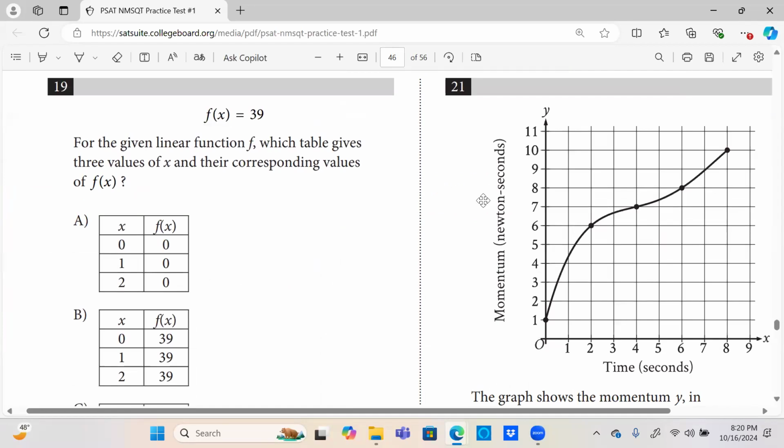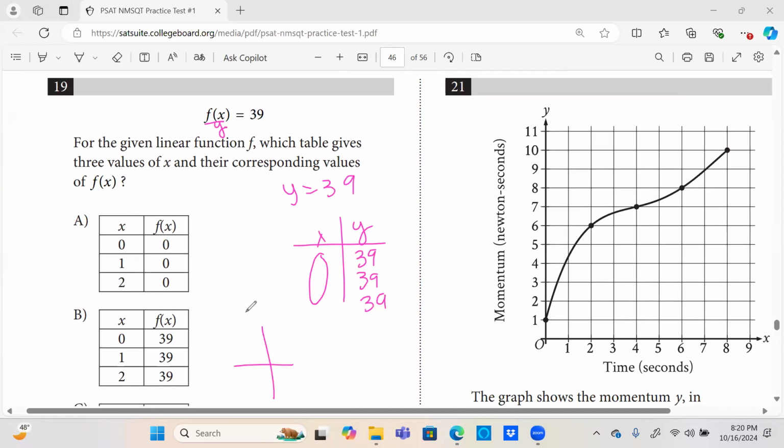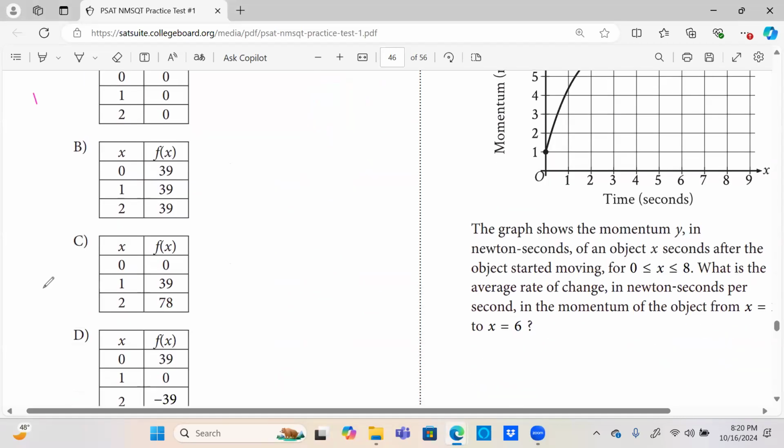F of X is 39. For which of the following does this show it? Remember, F of X is a fancy Y. So Y is 39. So no matter what the X, this can be anything. The Y is going to be 39 always. If you were to graph that and you come on the Y axis, you come straight through 39. And it would be a horizontal line through 39. So that's going to be B. You can see on B, all the Y values are 39.